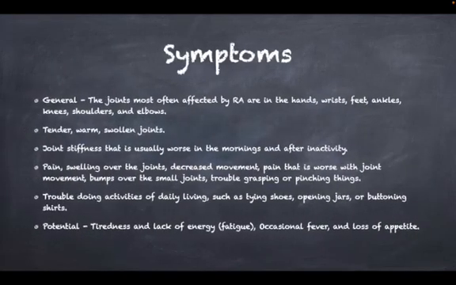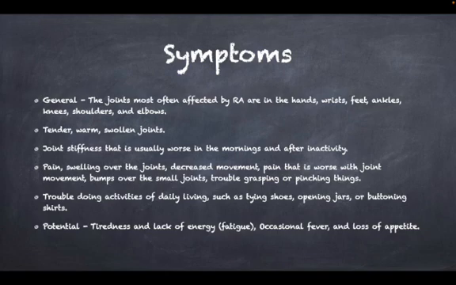Symptoms. General. The joints most often affected by RA are in the hands, wrists, feet, ankles, knees, shoulders, and elbows. Tender, warm, swollen joints. Joint stiffness that is usually worse in the mornings and after inactivity. Pain, swelling of the joints, decreased movement, pain that is worse with joint movement, bumps over the small joints, trouble grasping or pinching things. Trouble doing activities of daily living, such as tying shoes, opening jars, or buttoning shirts.